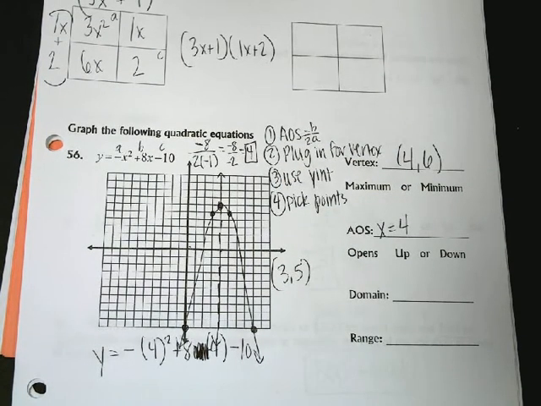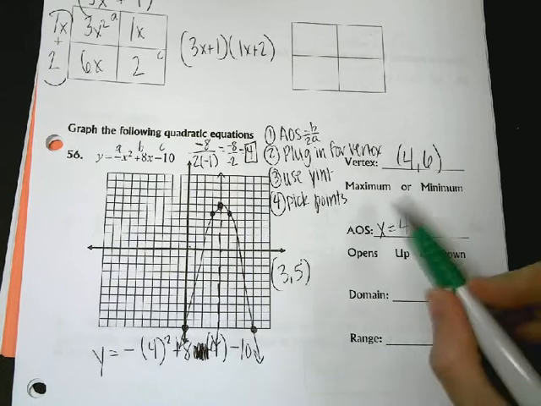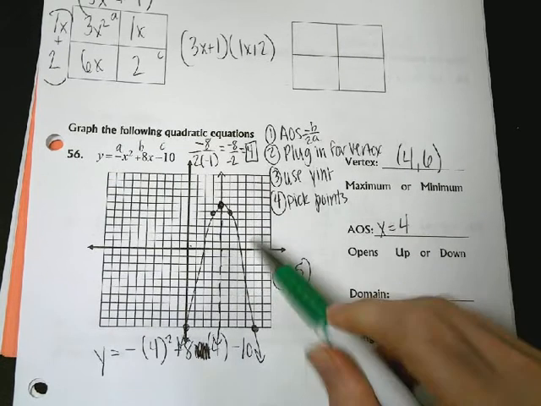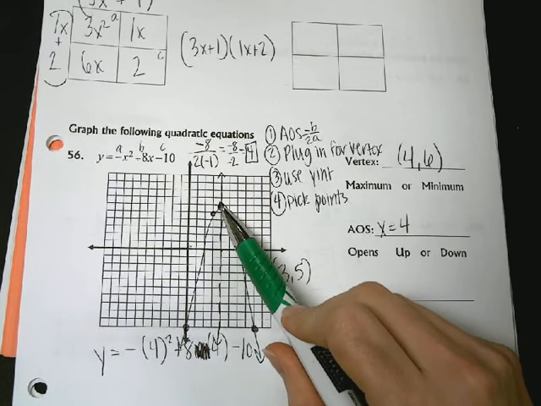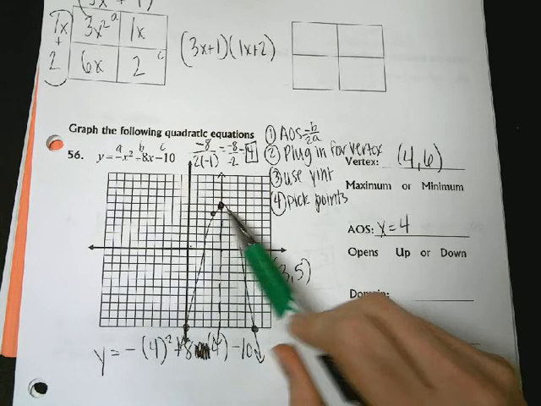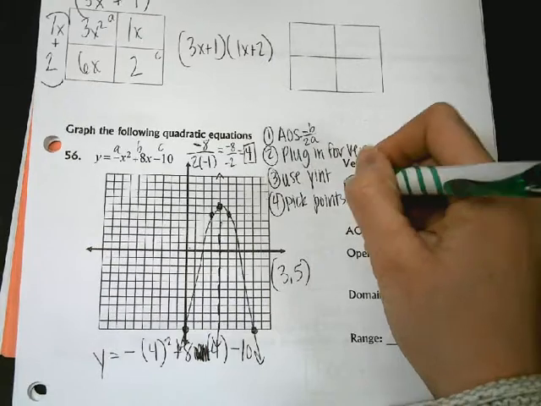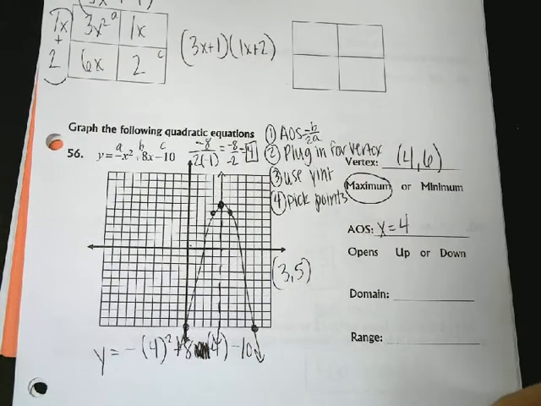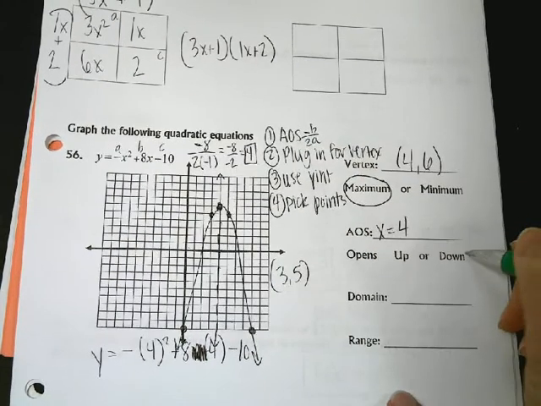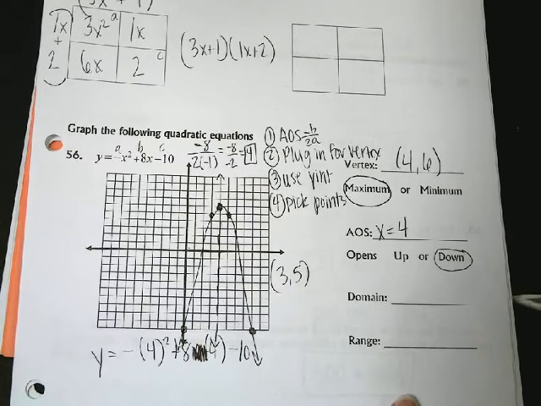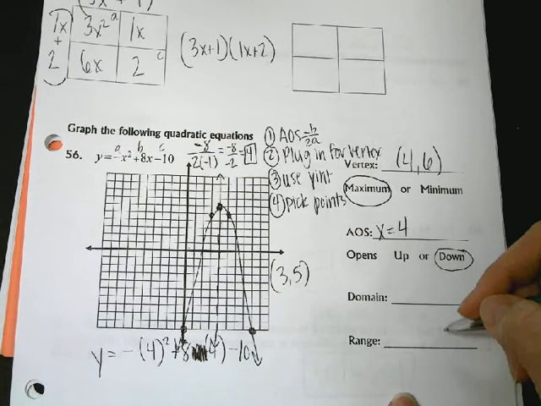Okay. Now I can continue filling in my information. It asks if it's a maximum or a minimum. So you want to look at your vertex and say, is that the highest most point or the lowest most point on my graph? In this case, it's the highest, so that would be a maximum. My graph opens down like a sad face.